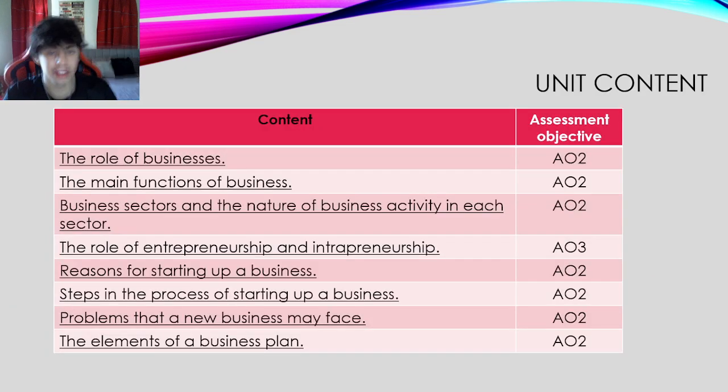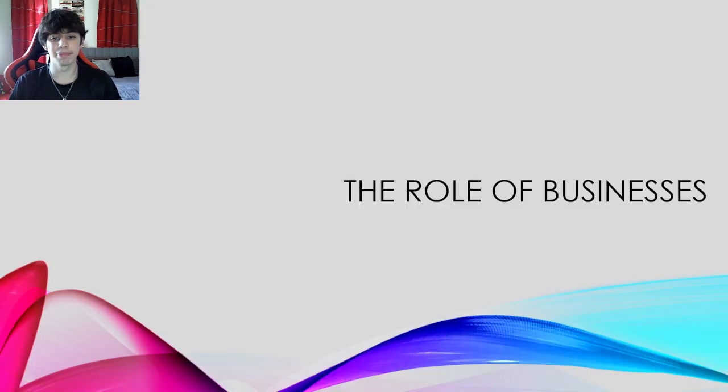So, as you can see here, the following contents you'll be learning within Unit 1. That will be the role of a business, main functions of a business, sectors and the nature of business activity in each sector, the role of entrepreneurship and intrapreneurship, reasons for starting up a business, steps in the processes of starting up a business, problems that a new business may potentially face, and the elements of a business plan. So the role of a business.